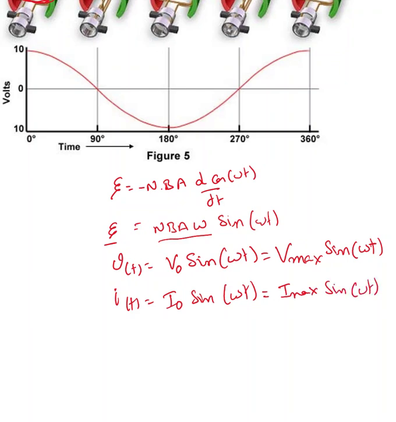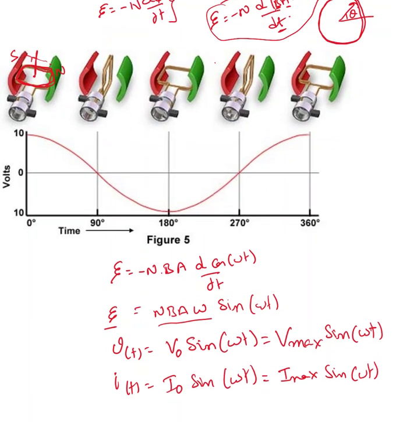That is the induced EMF in the coil. So when the coil is rotating in a magnetic field, when it is like this, that is the induced voltage. There is a maximum rate of change of magnetic flux, so here you will end up with maximum voltage.